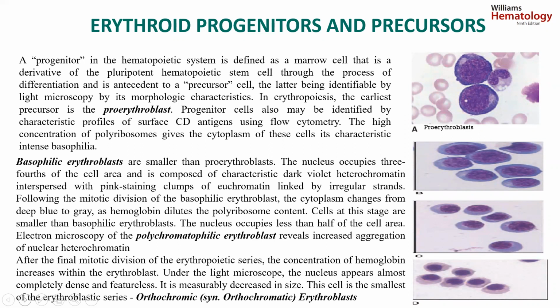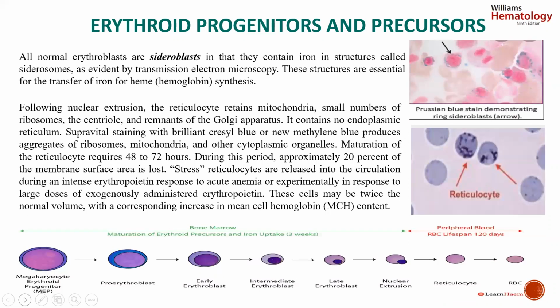Under light microscope, the nucleus appears almost completely dense and featureless. It is measurably decreased in size. The cell is the smallest of the erythroblastic series and is called the orthochromic erythroblast. The next station is the sideroblasts. All normal erythroblasts are sideroblasts in that they contain iron in structures called siderosomes, evident by transmission electron microscope. These structures are essential for the transfer of iron for heme synthesis.